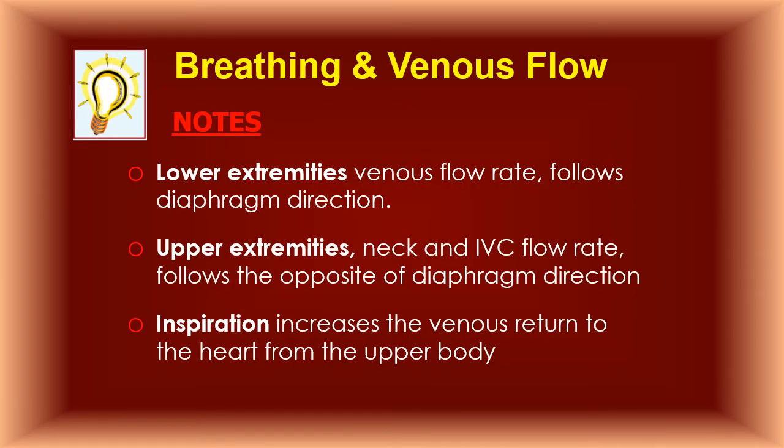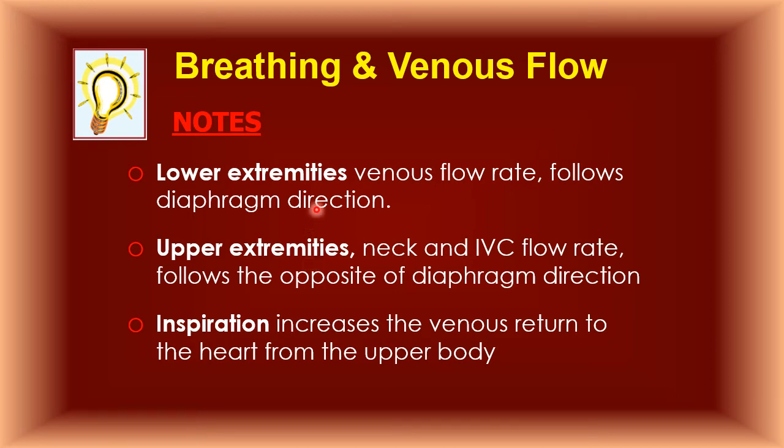So some notes about the breathing and venous flow. Lower extremities, the flow rate is following the diaphragmatic direction. I mentioned this here. Diaphragm high, lower extremity flow will get higher. Diaphragm goes lower, the lower extremity flow gets lower. Upper extremities and venous flow from the neck, okay, and the IVC, all of these are the opposite. They go in the opposite direction of the venous flow in the lower extremities.